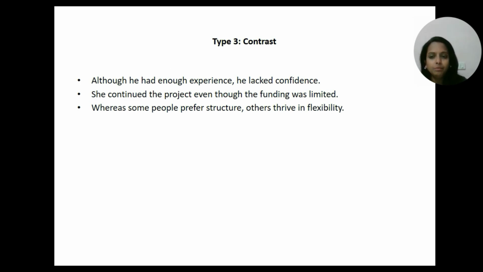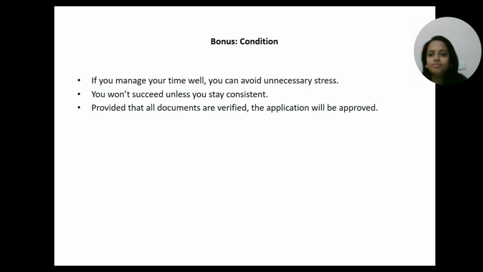Got it? And let me give you one bonus type. That type is complex sentence with conditions. So, usage of if, unless, provided that. Okay, these phrases or words we use. And here are some examples. If you manage your time well, you can avoid unnecessary stress. You won't succeed unless you stay consistent. Provided that all documents are verified, the application will be approved.